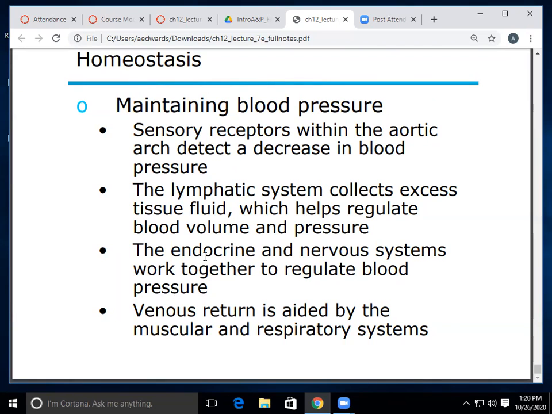Okay. So that is the cardiovascular system. Okay. So we are going to end this video and we're going to move on to the lymphatic system.